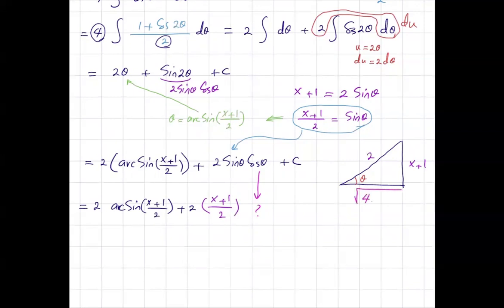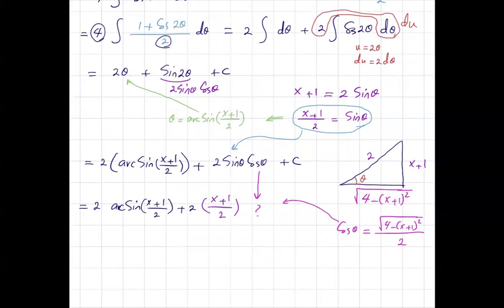2 squared, which is 4, minus x plus 1 to the second power. So cosine theta is equal to the square root of 4 minus x plus 1 to the second, divided by 2. Just need to substitute this guy here.